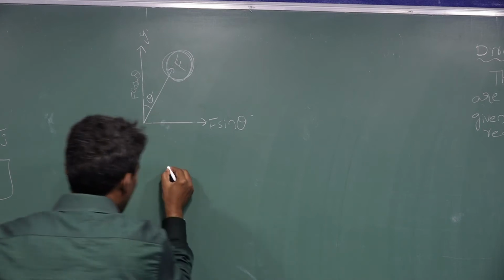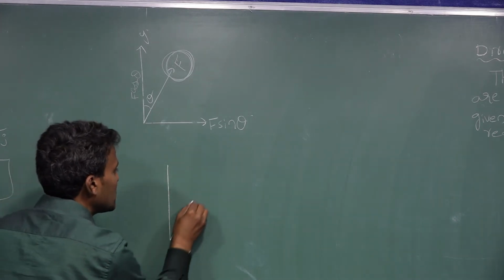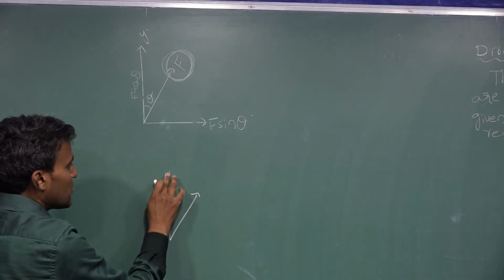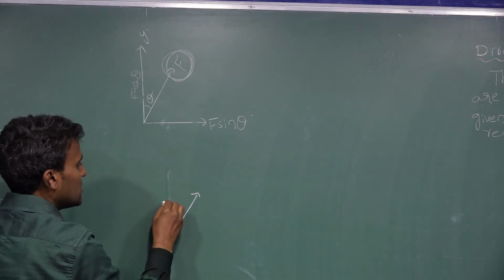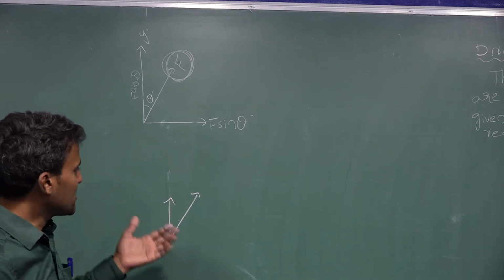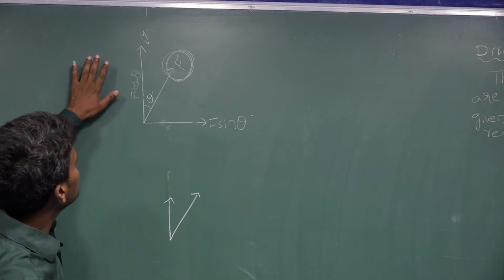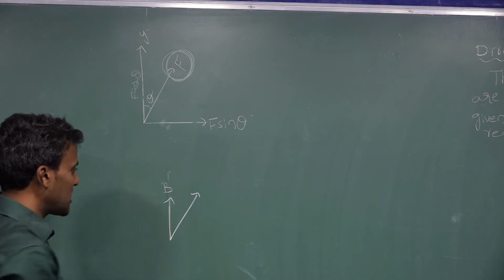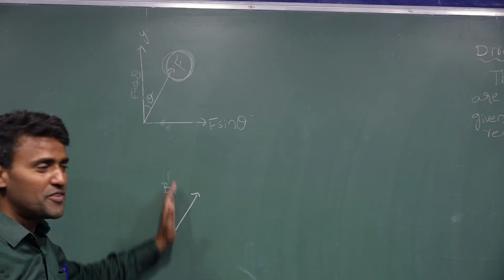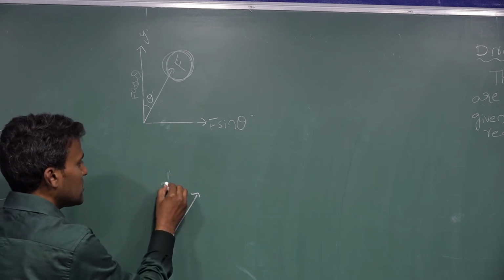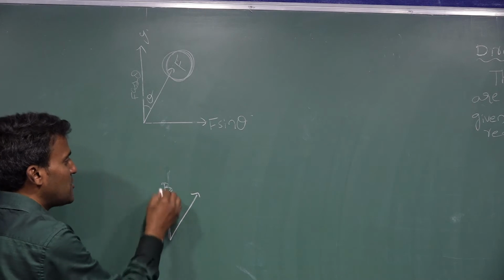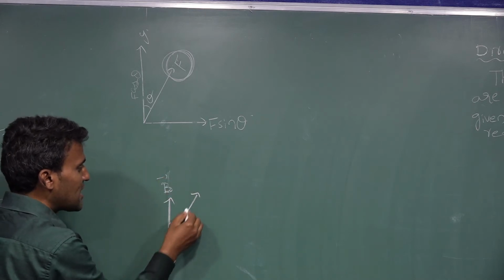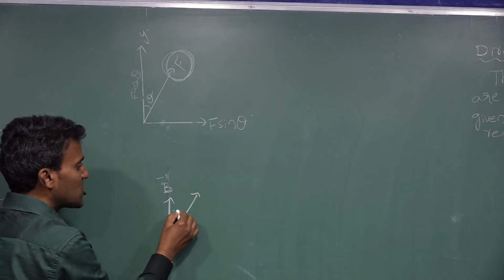See, one more for your understanding, I am writing one more. For example, this is one blackboard, just the board. So B is one vector, I have given it the name B vector. This B vector is making an angle of 30 degrees with this direction.